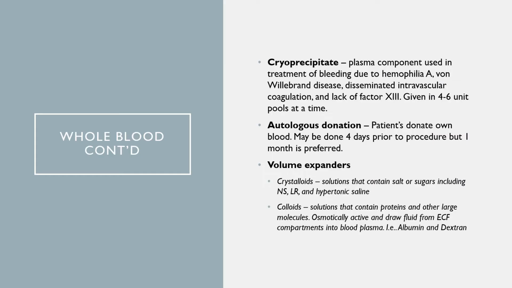Okay, then we have cryoprecipitate. This is a plasma component that's used in the treatment of bleeding due to hemophilia A, von Willebrand disease, disseminated intravascular coagulation, and the lack of factor VIII. And this is usually given in 4 to 6 unit pools at a time. So this is given rapidly and in large volume.